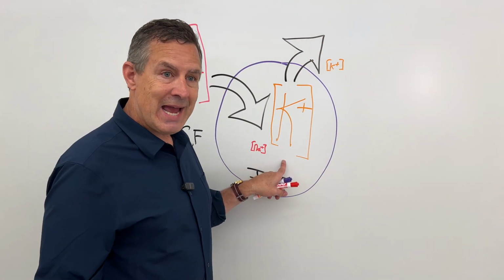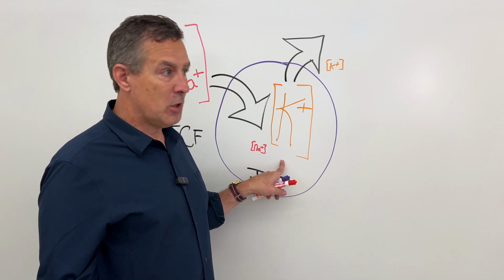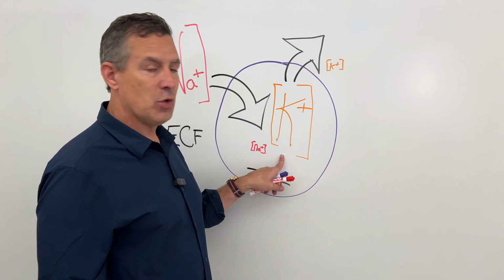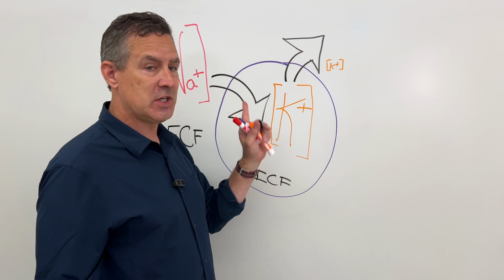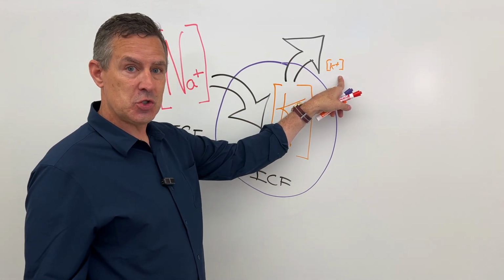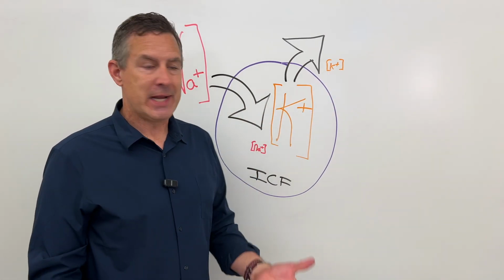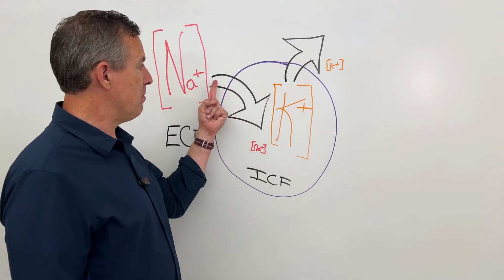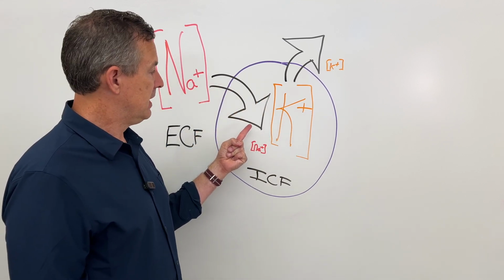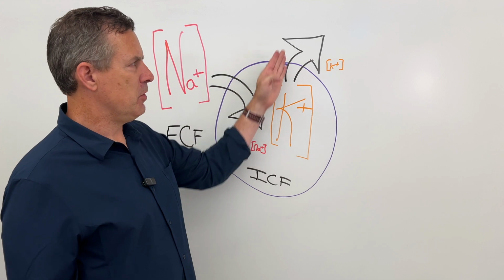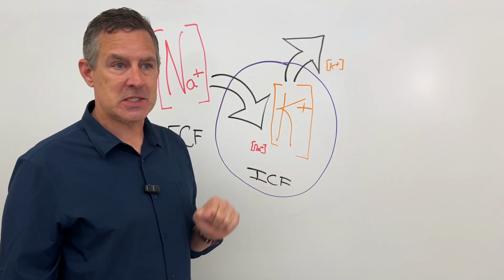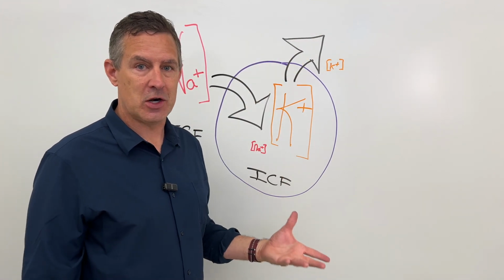So potassium's chemical gradient in most cells in the body is going to favor it moving out of the cell to an area of lower concentration. One thing I do want to point out is that I have this arrow moving down for sodium, and I have this arrow moving up, kind of to the side, for potassium. It doesn't matter the direction of the arrow.